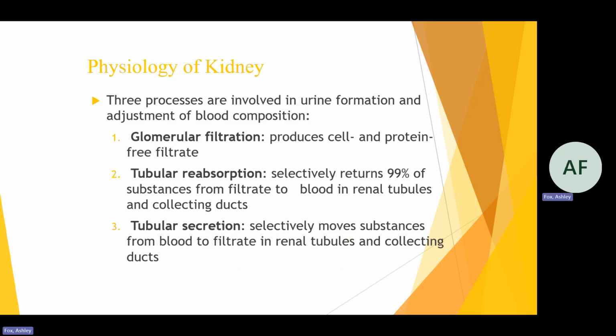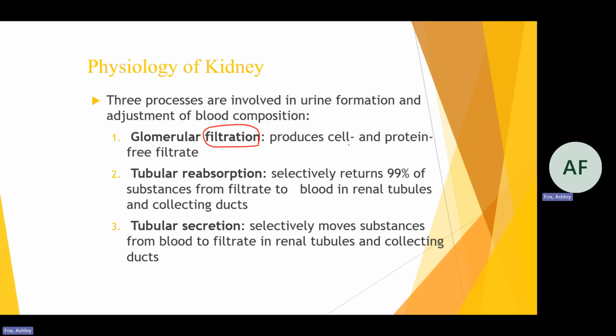So looking at the kidney, there are 3 processes that we're going to do to make urine. And again, this is all occurring in the nephron because that's where urine is forming, and how we adjust what's going on in our blood. First, again, like I said, the glomerulus is just for filtration. That's where filtration is occurring.